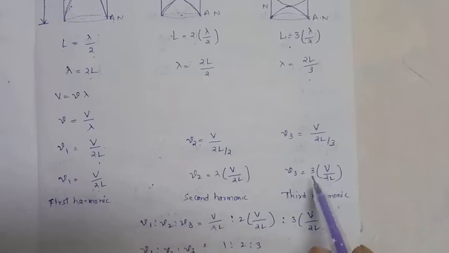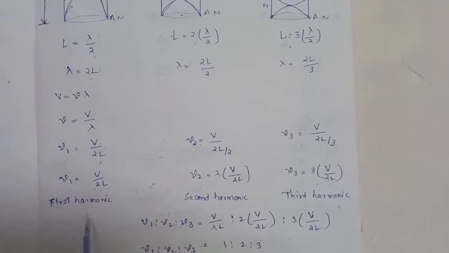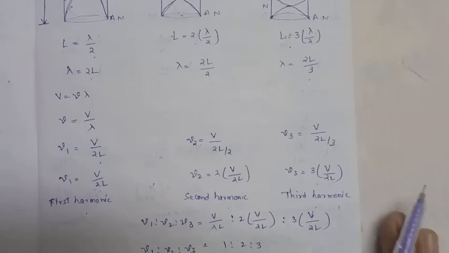And it is 3 times the first, that's why it is called the third harmonic. So it is the first harmonic, second harmonic, and it is called the third harmonic. That means first, second, third. So all harmonics are possible here: 1, 2, 3, 4. Next one is 4 into v by 2l, next 5 into v by 2l. So all harmonics are possible in an open organ pipe.